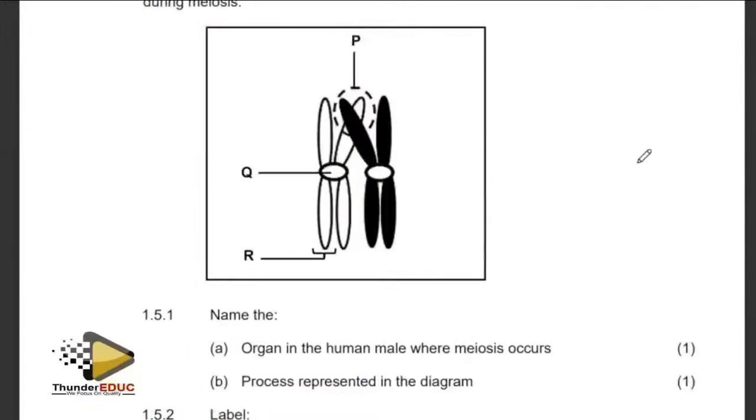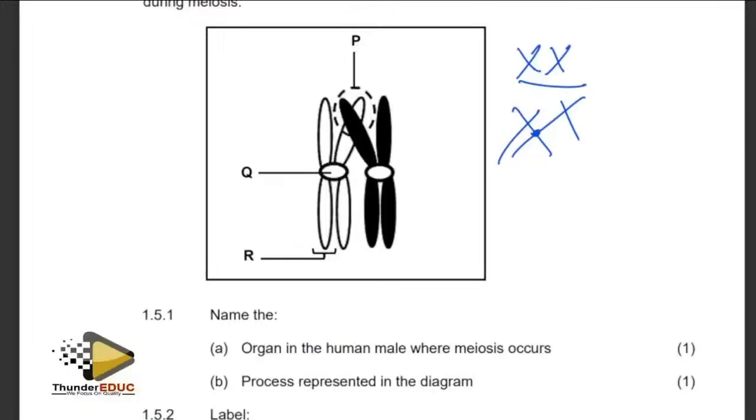When you talk about crossing over, you talk about 2 homologous chromosomes. These chromosomes come together and cross over at a point called the chiasma. They must be homologous. The word homologous is a key point. The chromatids of the homologous chromosomes cross over at a point called the chiasma. You understand? And then these chromatids exchange genetic material.